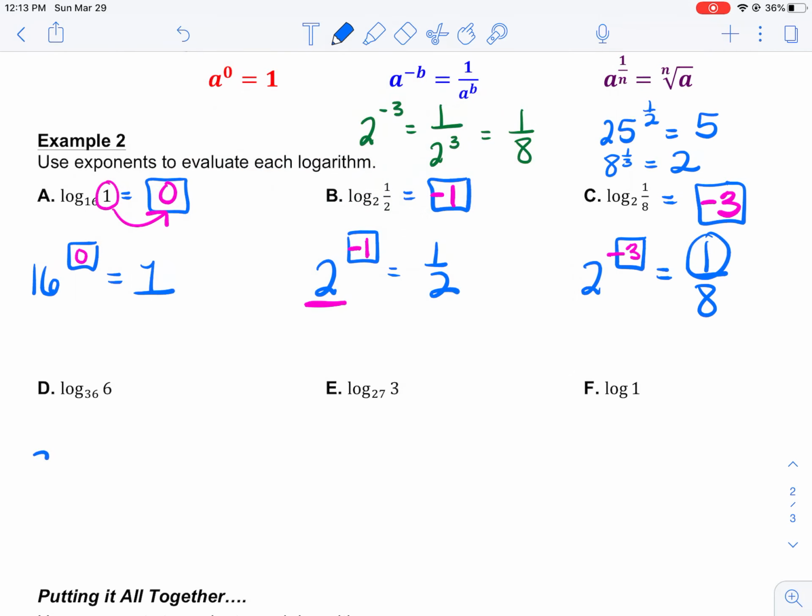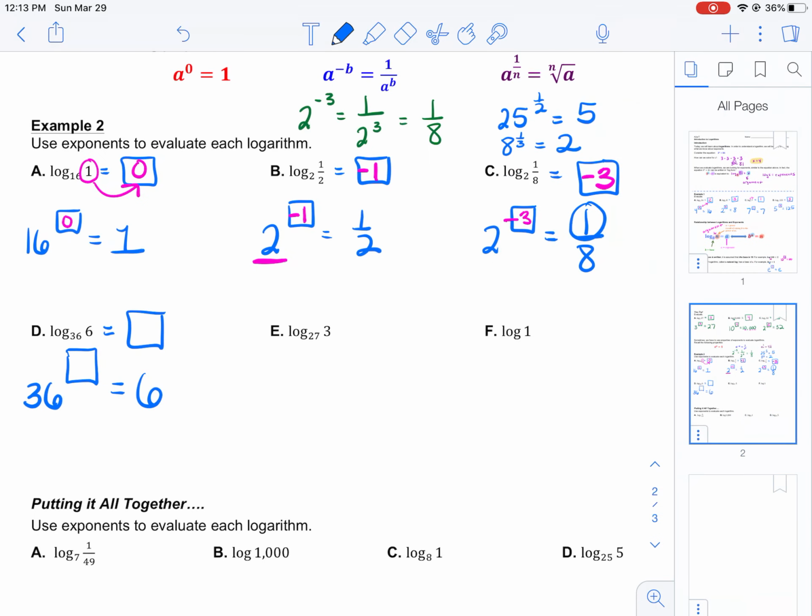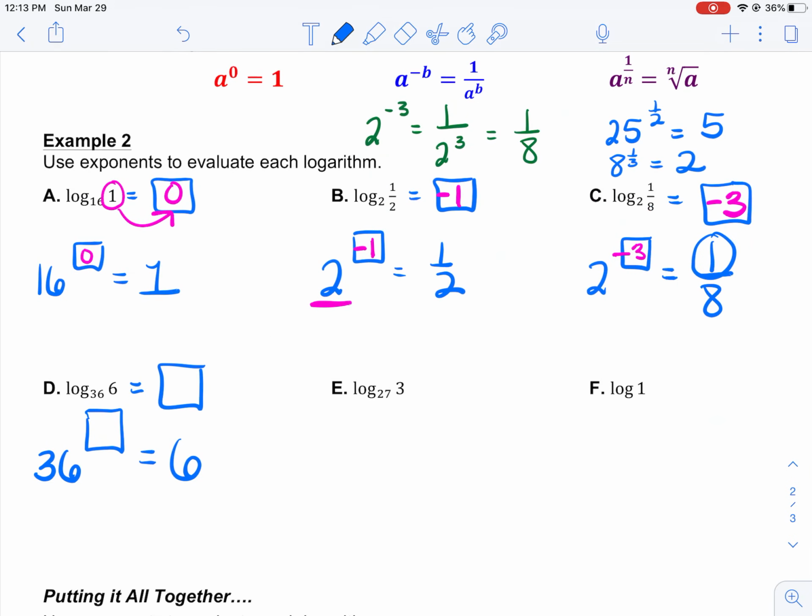All right, now the next example, we've got 36 to what power equals 6. Okay, now the key here, it's not 6 to what power is 36. Notice we're getting smaller. We're going from 36 down to 6. So what did we do to that 36 to get it down to 6?